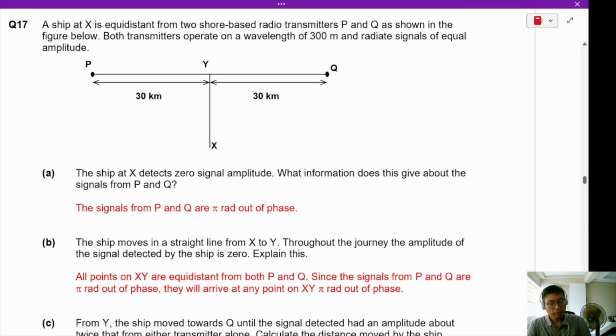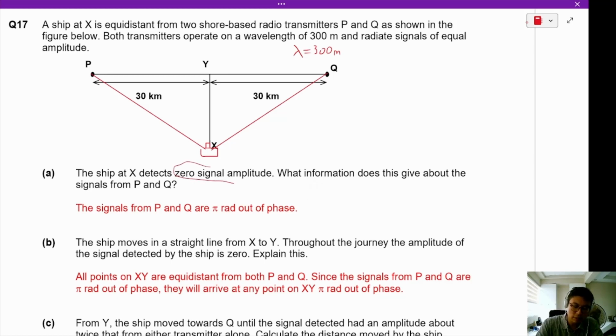A ship is at X. So let's draw the ship over here. This is the ship. It's equidistant from two shore-based radio transmitters P and Q. So the distance here is the same as here. As shown in the figure, both transmitters operate at a wavelength of 300 meters. I'm not sure what kind of radio signal has a wavelength of 300 meters, and they radiate signals of equal amplitude. The ship at X detects 0 signal amplitude.